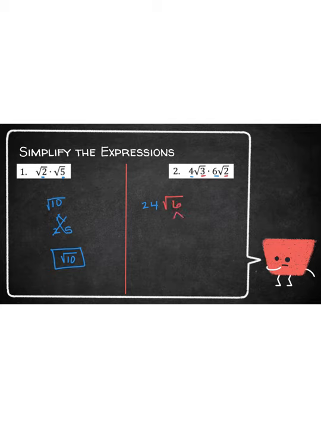And again, if I were to try to break up 6, I would get a 2 and a 3. And there's no pairs, so I can't simplify that 6 anymore. So my final answer is going to be 24 with the square root of 6.